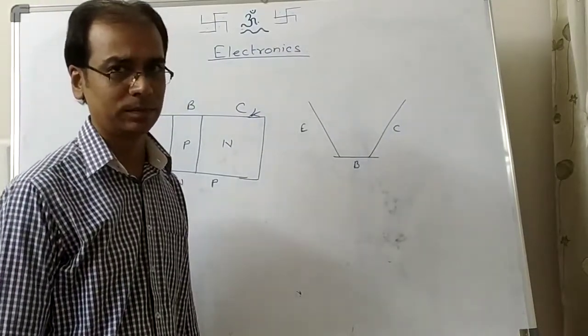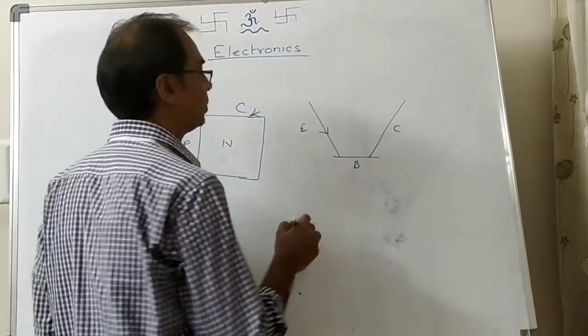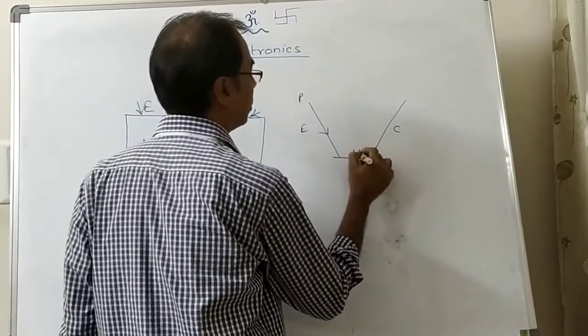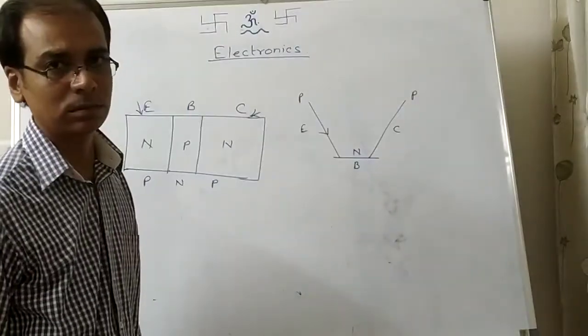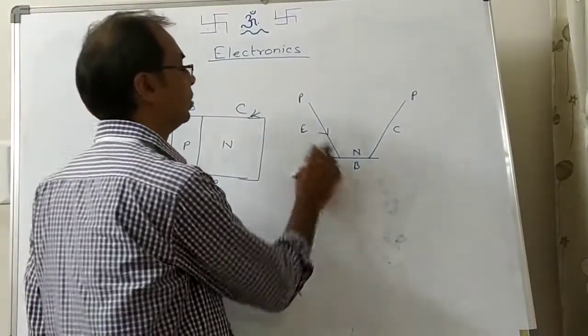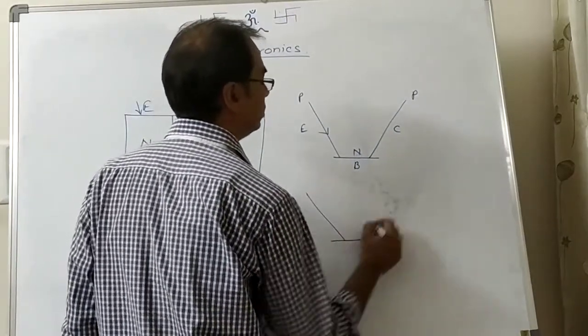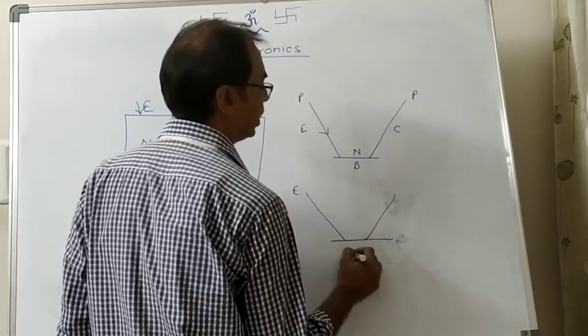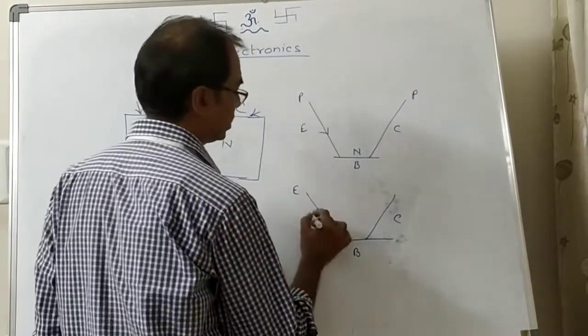Remember that. If the direction of current is like this, towards the base, that means it's PNP, because the current's direction will always be from positive to negative, right? So it will be PNP. If suppose it's made like this, and again this is emitter, this is base, and this is collector, and if the direction is like this, then what is it? It is NPN.